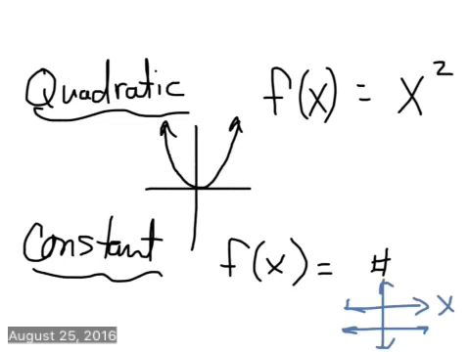So when we talk about identifying it, I want you to look for what kind of shape it is. Okay? Does it curve? Does it have a V? Does it have a diagonal line? Does it have a straight, horizontal line? What does it have? That's what you're going to look for.